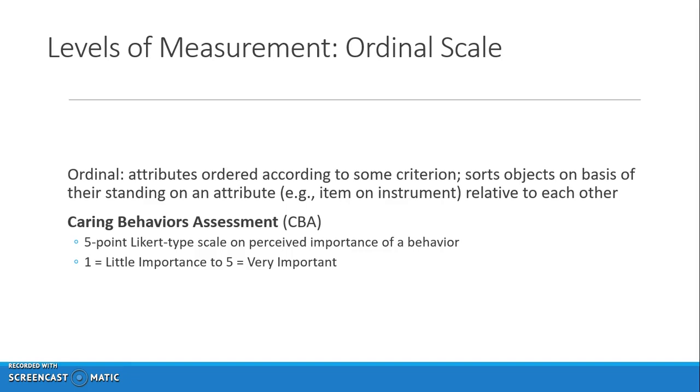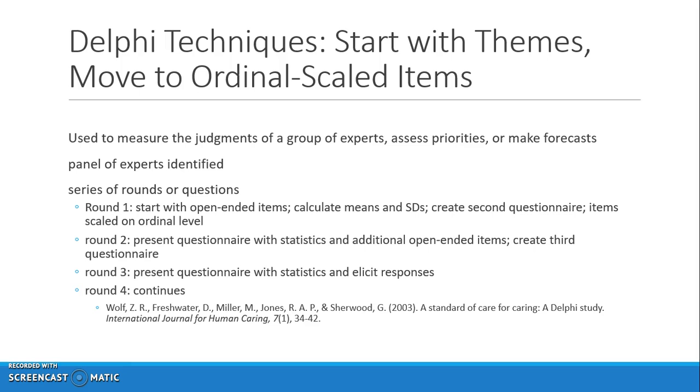The Caring Behaviors Assessment is one of the instruments that's out there, and it uses a 5-point Likert scale on perceived importance of a behavior, from little importance to very important. Delphi techniques are also used that involve several rounds, usually 2 or more, of eliciting data from experts. So it's considered an expert response kind of study. A lot of times the rounds start with qualitative or open-ended items. Sometimes they use close-ended as well.